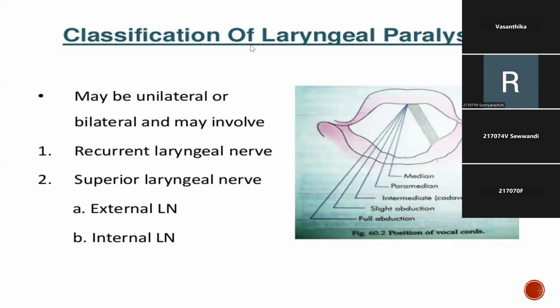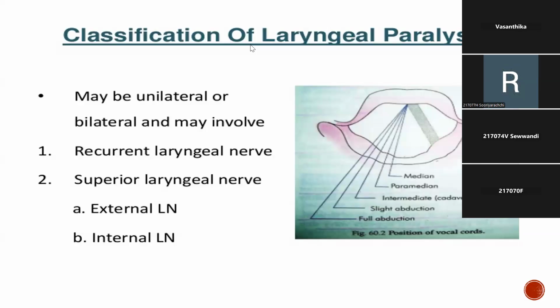If you get damage to the internal branch, which supplies the sensory supply to the upper part of the larynx, they might get a chronic cough-like thing because of aspiration. But the recurrent laryngeal nerve is more significant than that, because if you get a recurrent laryngeal nerve paralysis, you get a vocal cord palsy.